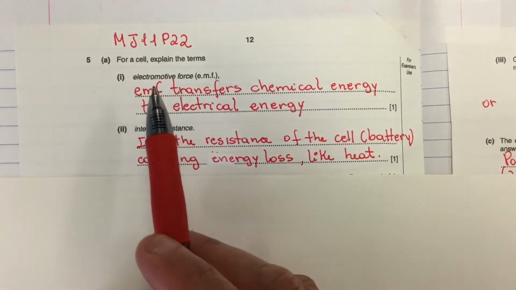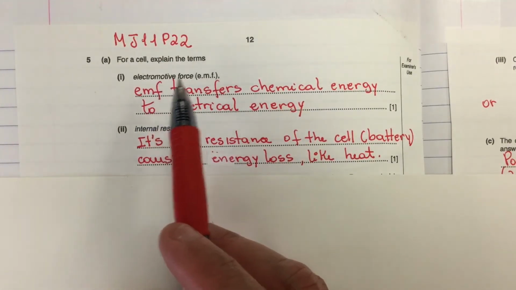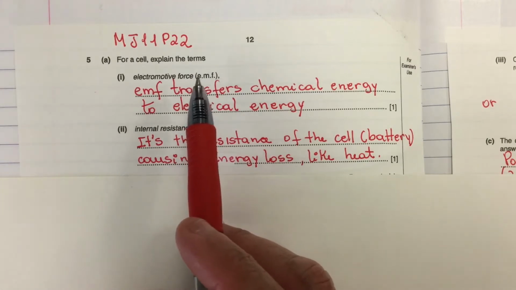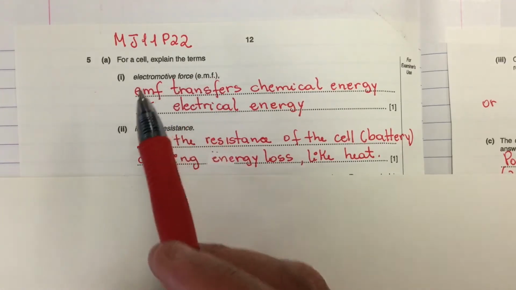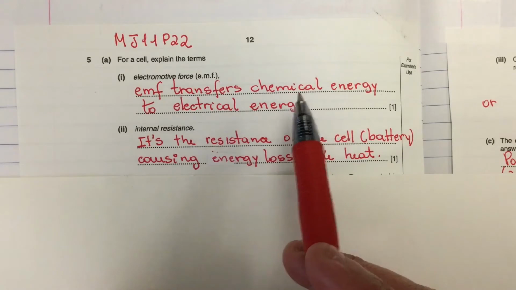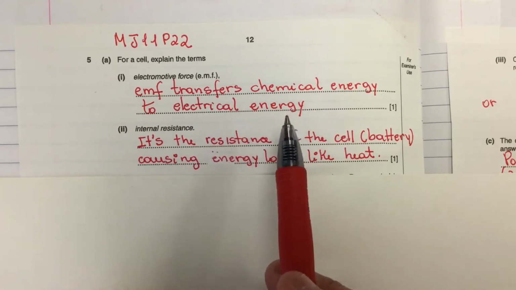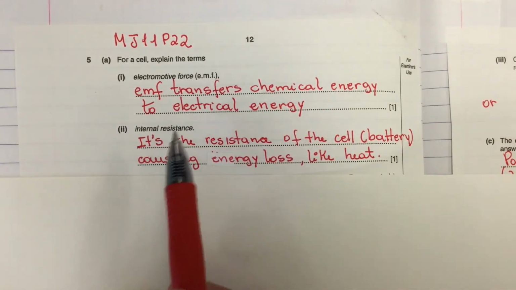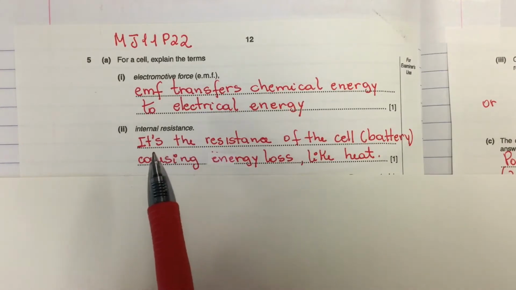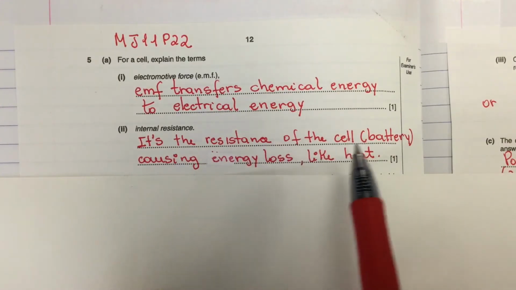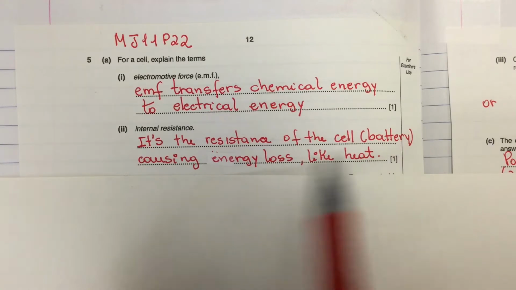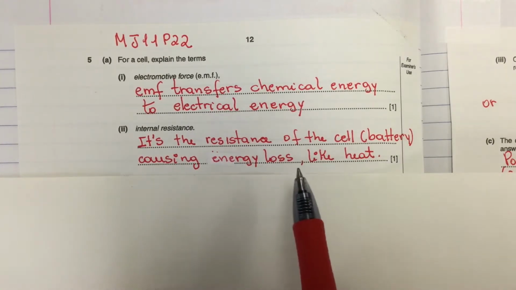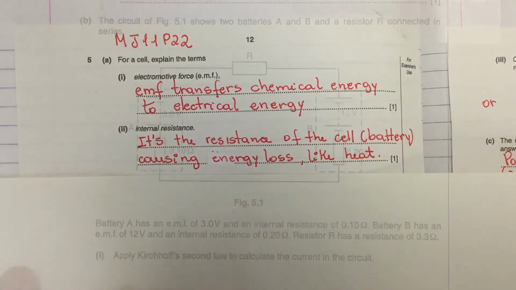The definition of electromotive force, abbreviation EMF: EMF transfers chemical energy to electrical energy. And the internal resistance of a battery is the resistance of the cell or battery, causing energy loss, like heat.